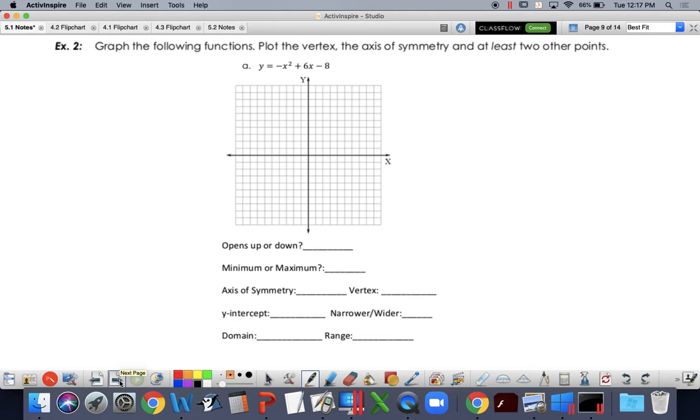So let's look at letter A below of part 2. So does this quadratic open up or down? Down. Right? It has a negative in front of the x squared, so I know right away it's going to be upside down. So if it's downward facing, does it have a maximum or a minimum? Maximum.